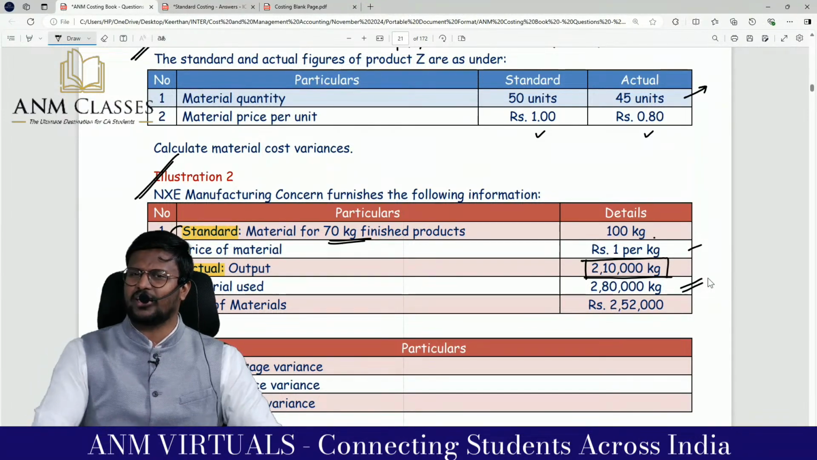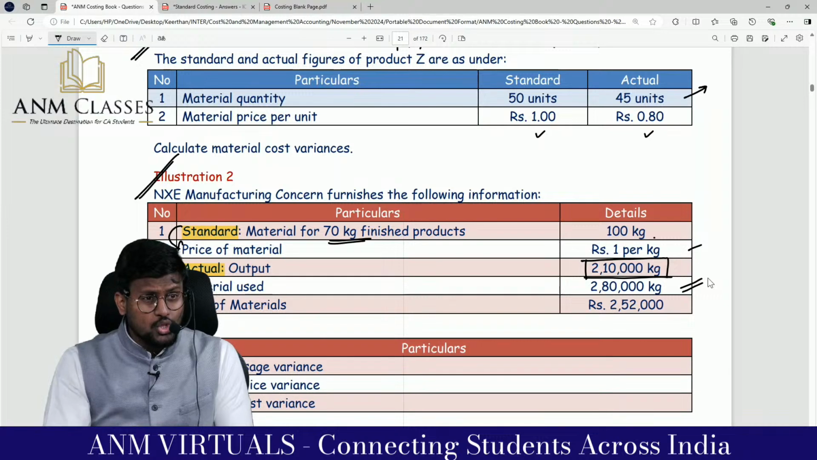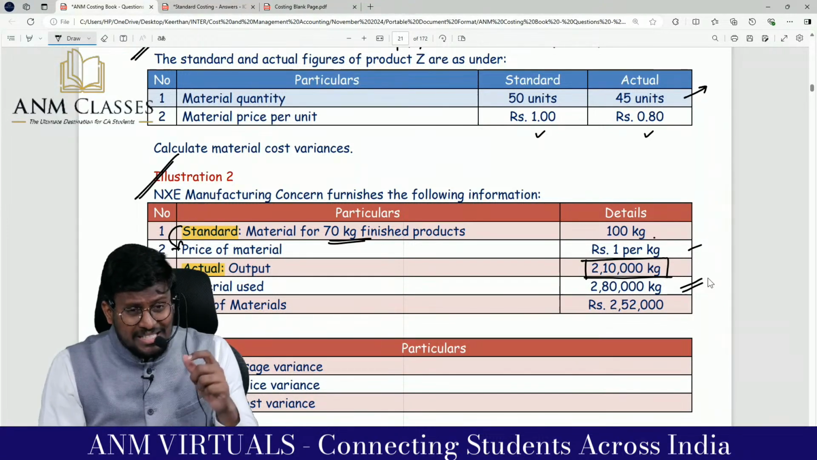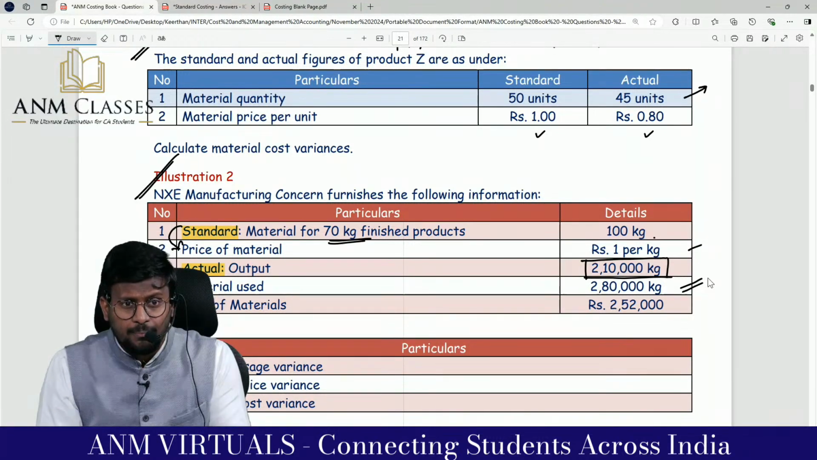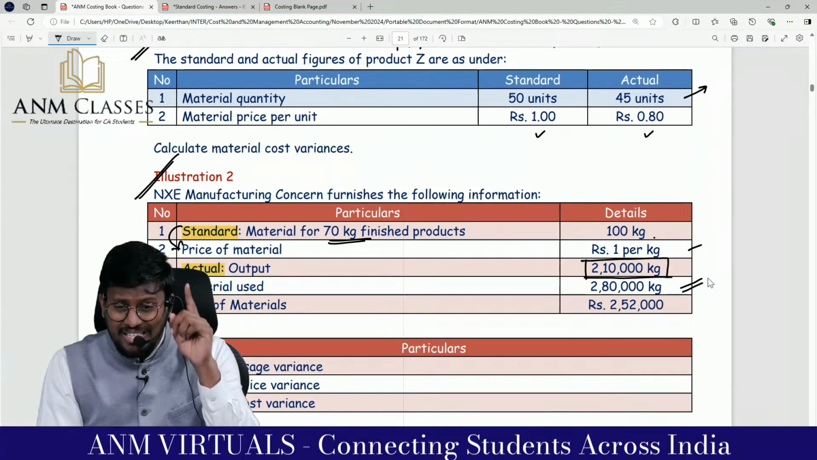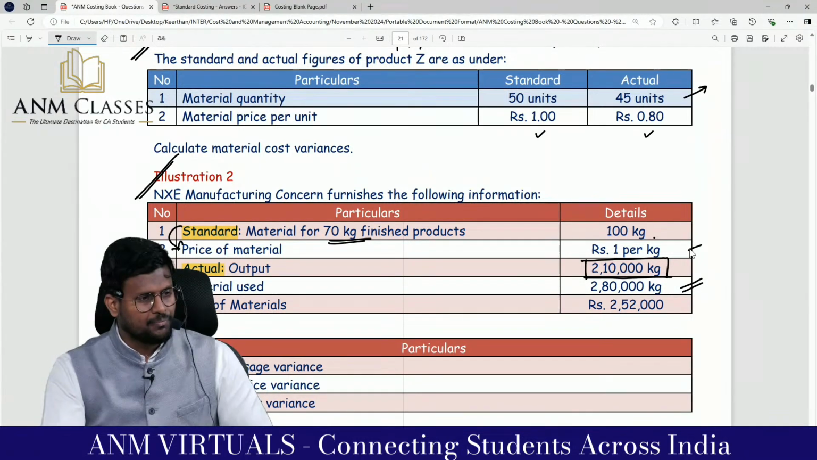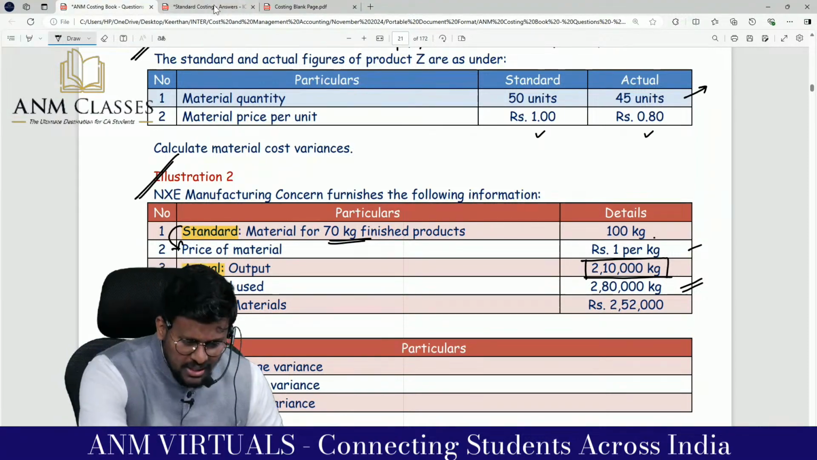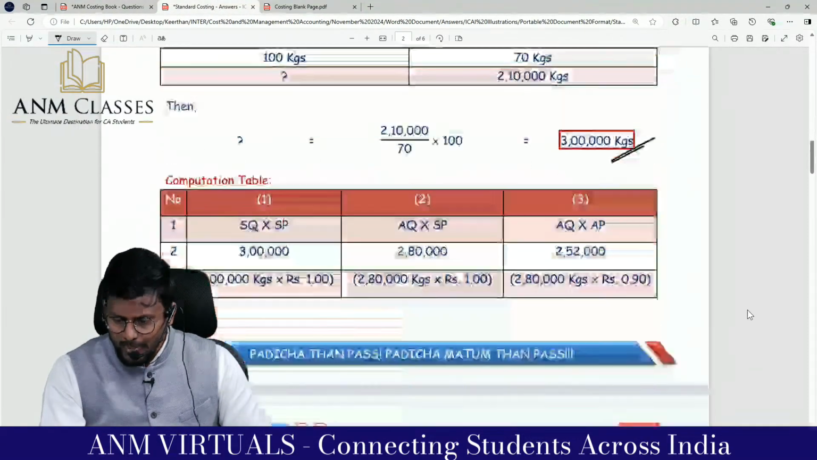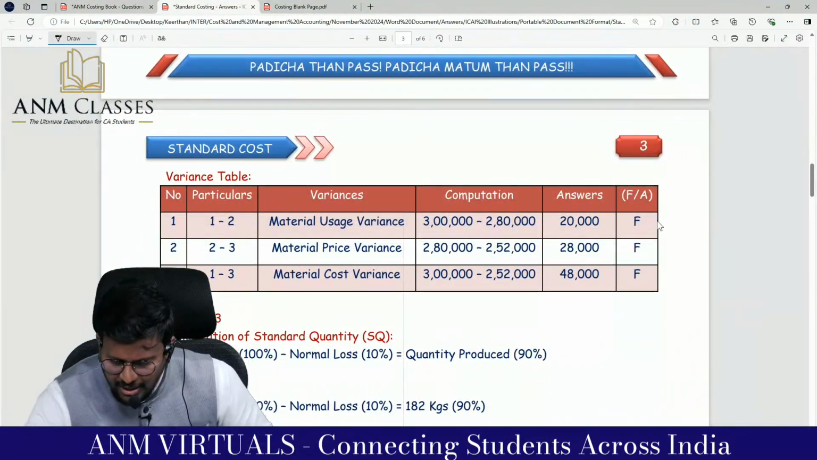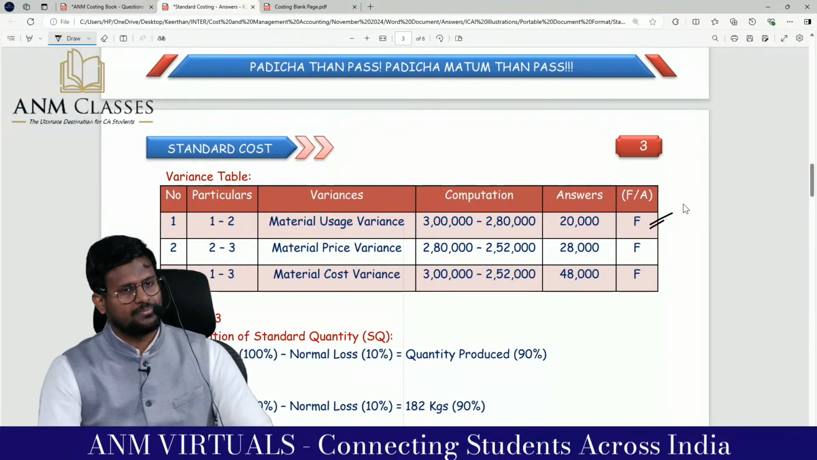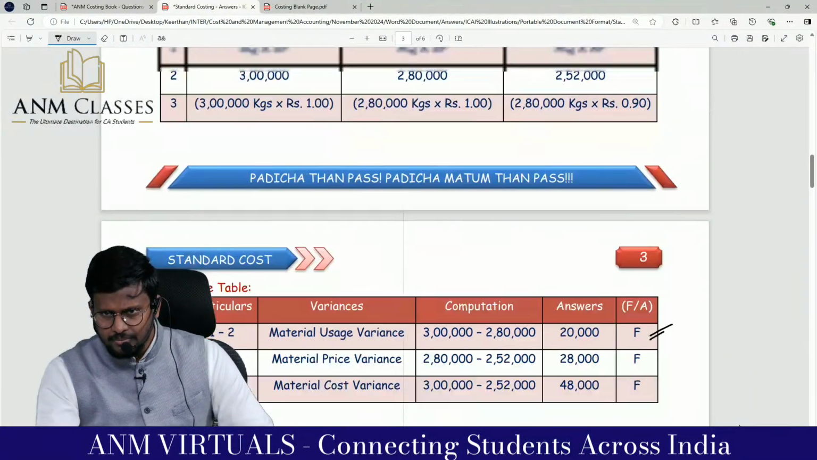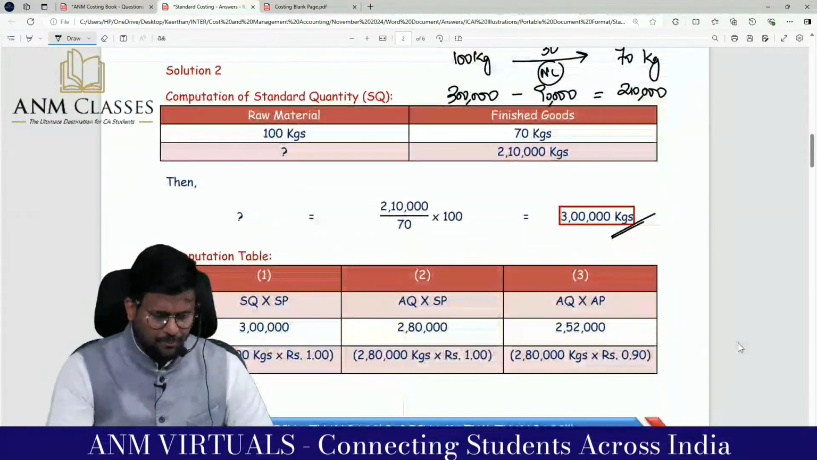Instead of using 3 lakh kg, we have used only 2,80,000. That means there is a savings of 20,000. What is the standard price per kg? 1. That means 20,000 into 1. 20,000 should be the material usage variance favorable. Are you comfortable with the explanation?